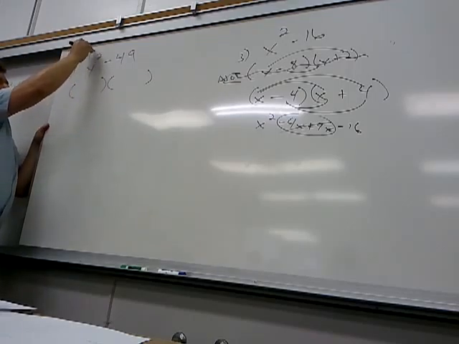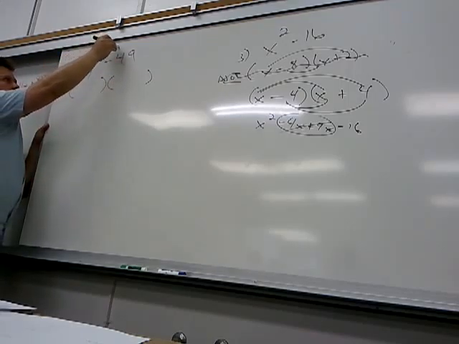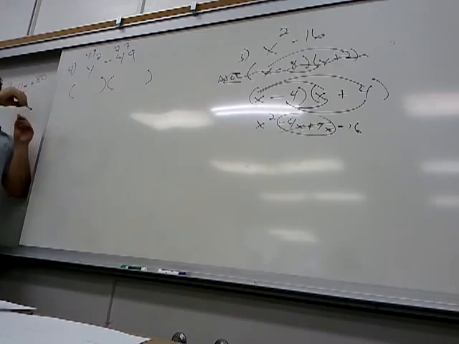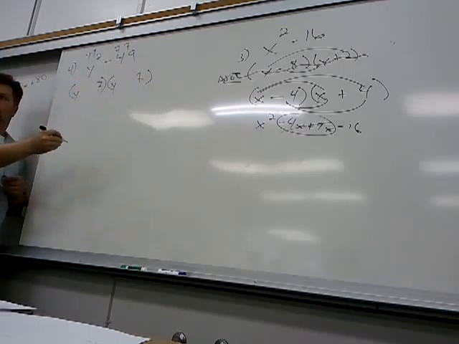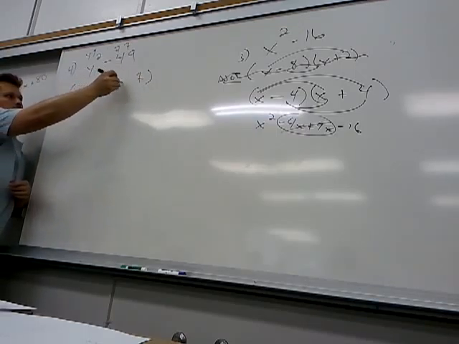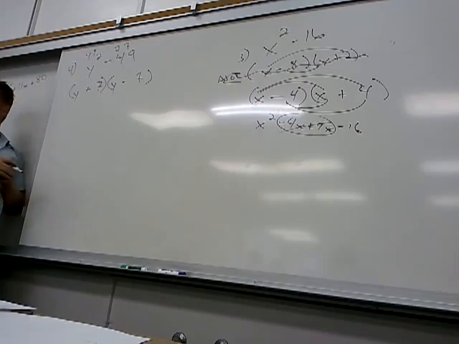Y squared is y times y. 49 is 7 times 7. Positive 7, negative 7. Yeah? So I put one y there, one y there, one 7 there, one 7 there. Plus minus. That is a think of problem.